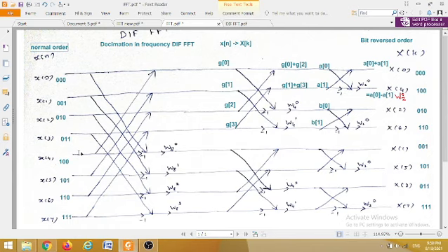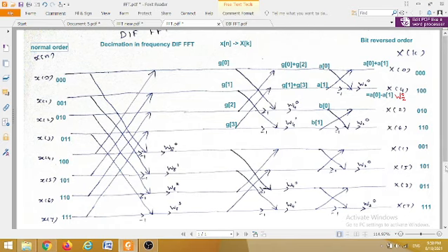So when you are asked a question like differentiate DIT and DIF, then we need to represent this. So x of n in the normal order and x of k in the bit reversed order is DIF. X of n in the bit reversed order and x of k in the normal order is called DIT. The DIT would be discussed at a later stage. So first we focus on the DIF. In the DIF, x of n is in the normal order and x of k is in the bit reversed order. That we need to understand.